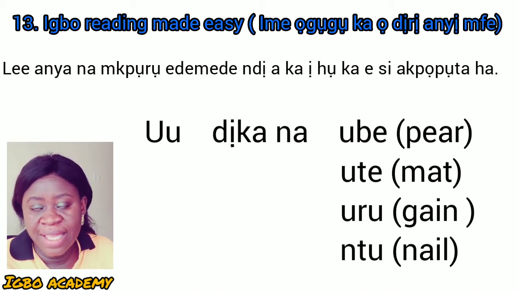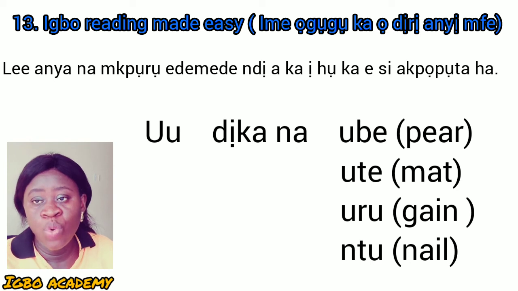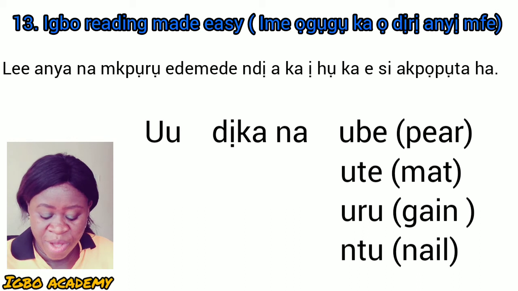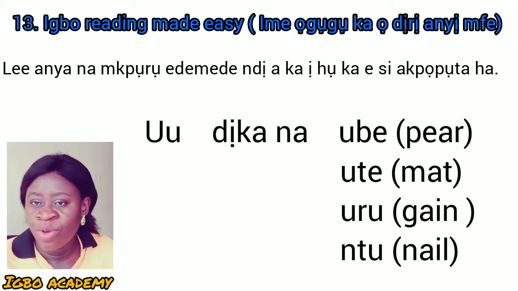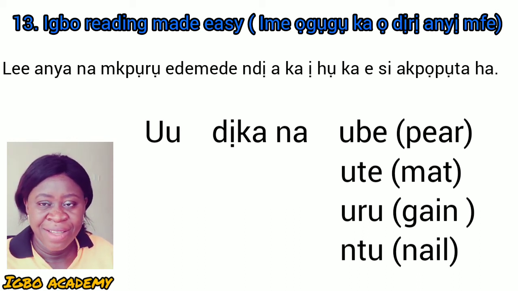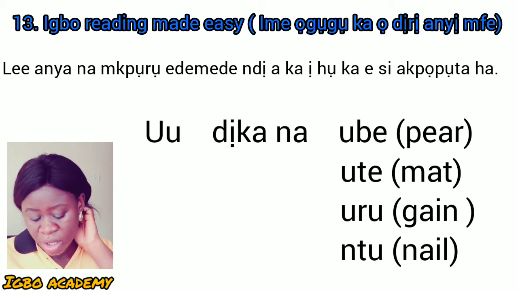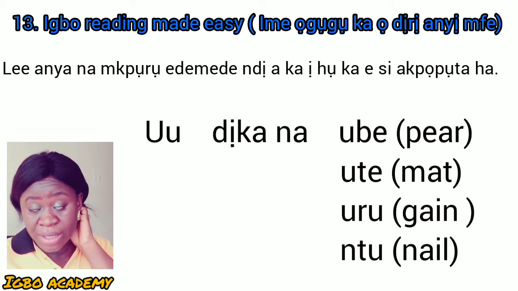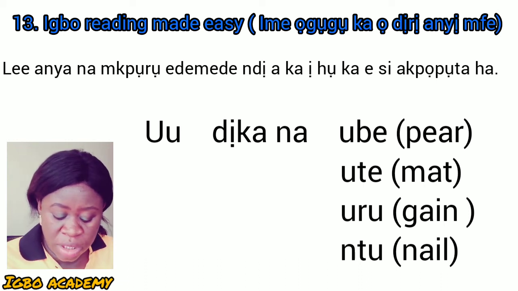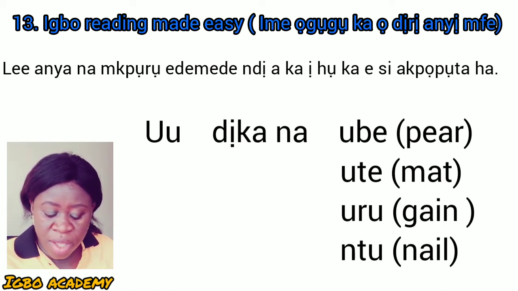Uru, gain. When someone says, hey, ahia nka, uru dị, it means there is gain. Uru dị. Or when you say uru adịghị ma, it means there's no gain at all. Uru means gain. Then untu is nil. Untu is nil.